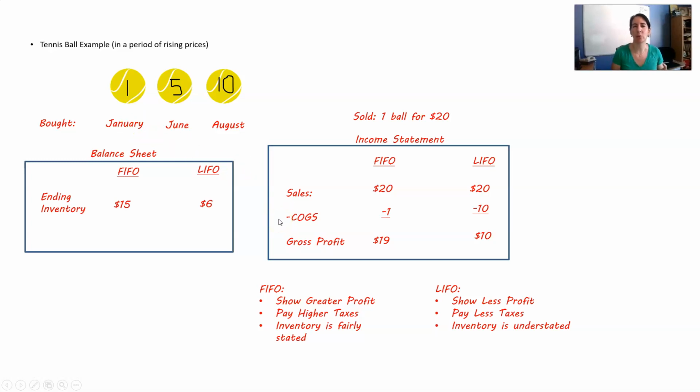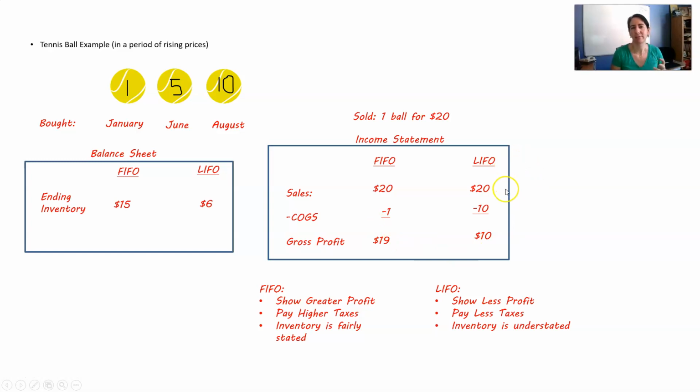Now, why would you choose one over the other? Well, it depends on what's important to you and your company. If you are looking to show big profits and you're looking to show the world, look how great we are, invest with us or something like that, you'd probably choose a FIFO system because it shows the most profit and most gains.